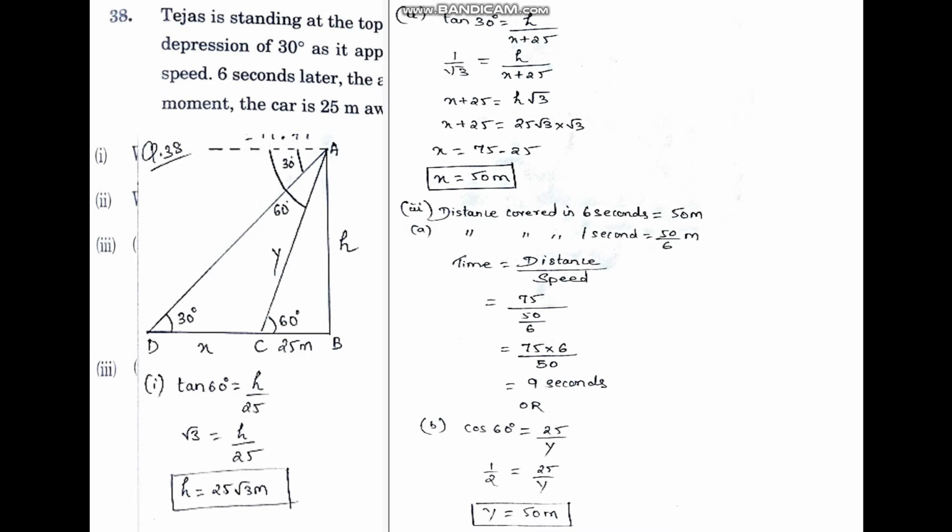The distance covered in 6 seconds is 50 meters. So for 1 second, distance will be 50 by 6 meter. We know that the formula of time is distance upon speed. On substituting the value, the required time is 9 seconds. What is y? That is the distance of y from the current position of the car, that is cos 60 equals 25 upon y. Cos 60 is 1 by 2. On cross multiplying, the value of y is 50 meter.